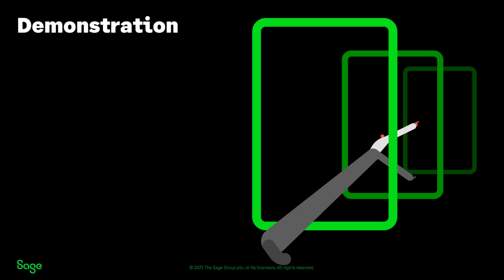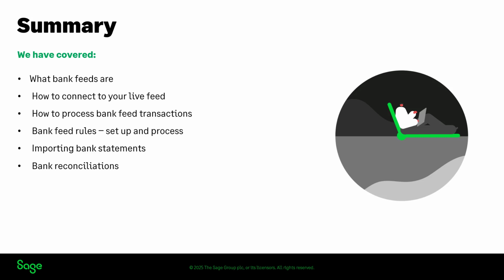So that brings us to the end of the demonstration. Just to give a little recap of what we've covered. So we've looked at what bank feeds are and how to set them up, how to process the bank transactions once the link is created, how to create bank feed rules, how to import bank statements if you want to use the bank statement option, and how to complete a bank reconciliation if you are using the bank feed or the import statement option. So in practice, this means less manual data entry, fewer discrepancies to investigate, less back and forth checking of statements compared to what's in Sage, and a much faster overall process.